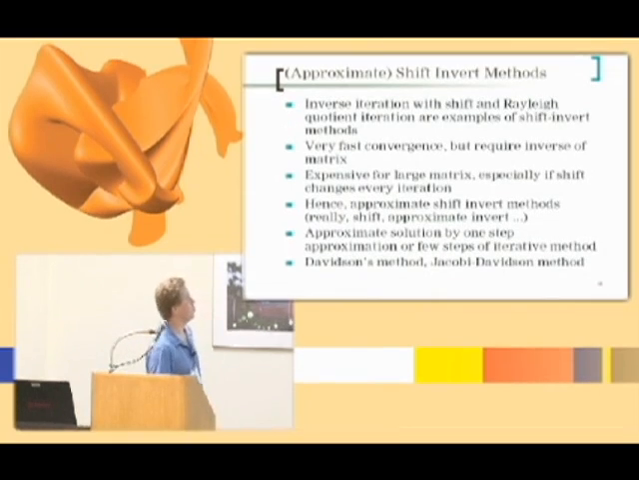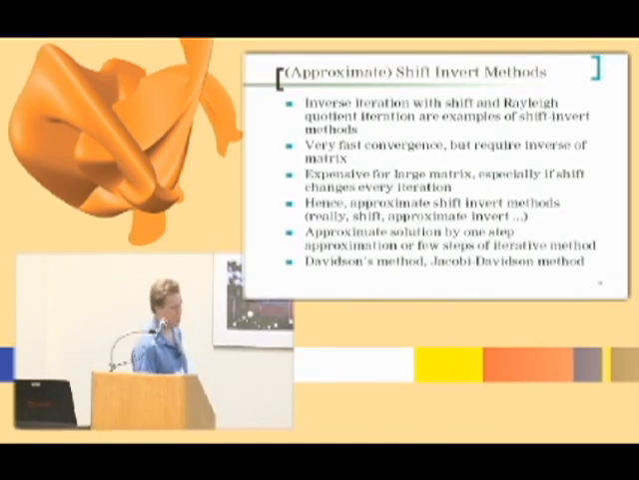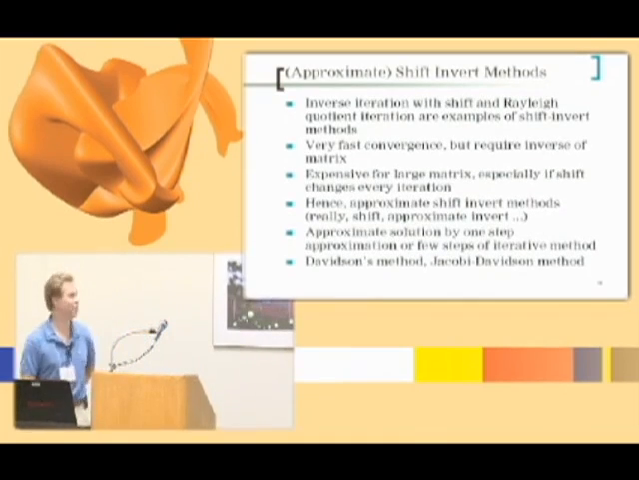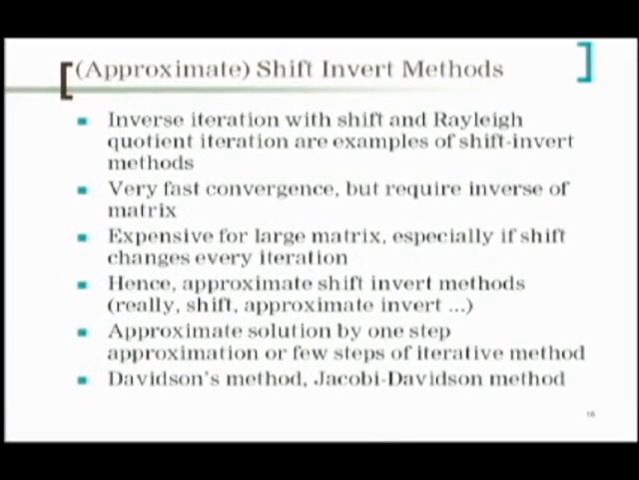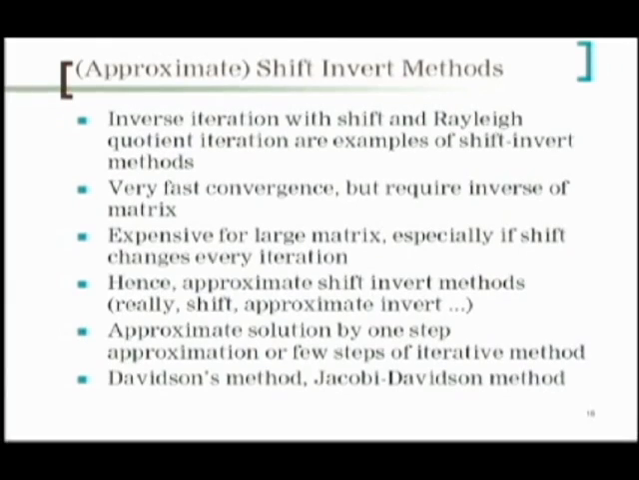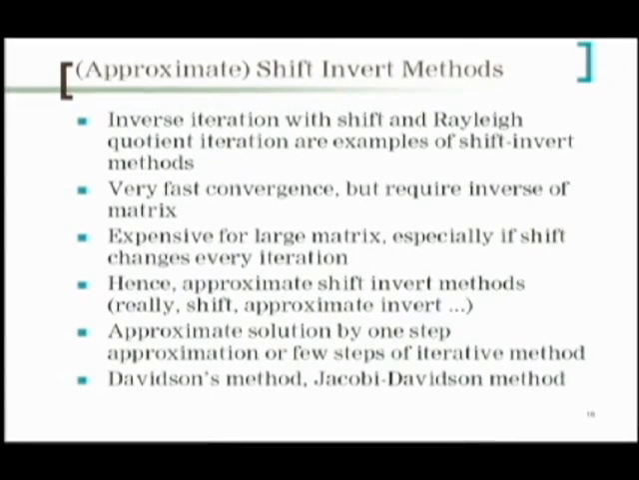All right, what if A is so large that you don't want to compute this factorization? Then you can do inverse iteration with a shift, but you do the inverse approximately. So hence they're approximate shift-invert methods, or shift approximate invert would be a better name. You approximate the solution by one step or a few steps of an iterative method. Then you get a better approximation to your eigenvalue, you update the eigenvalue that you stick in there, and you do another shift with an approximate invert.